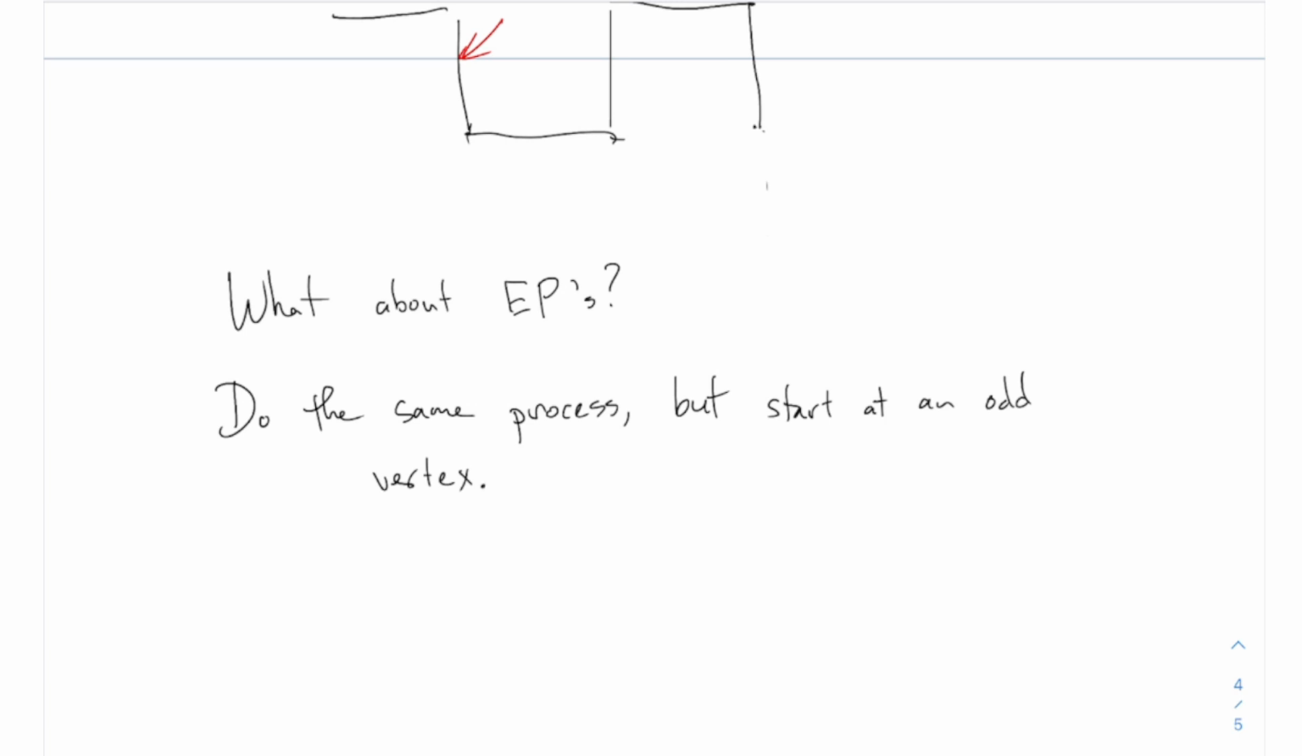So start at an odd degree vertex, and you will automagically end at the other odd. If you do everything right, you will automatically end up at the other odd degree vertex. You don't even have to try.